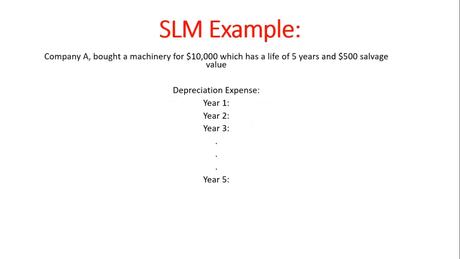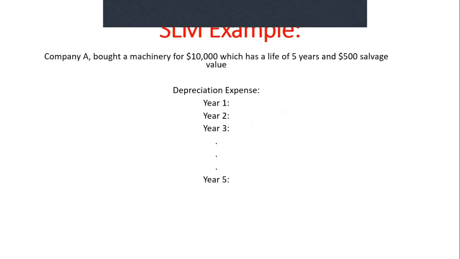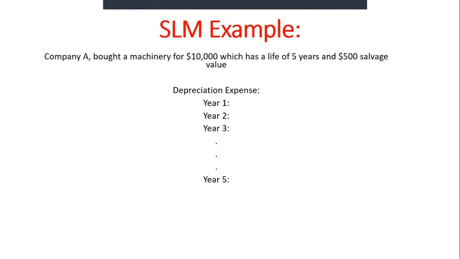So let's say we have an example where we will be calculating depreciation expense using the straight line method. So let's say we have company A which has purchased a machinery with a value of $10,000. It has a life of 5 years and $500 as its salvage value. Salvage value is also commonly referred to as residual value. So this could also be called residual value.